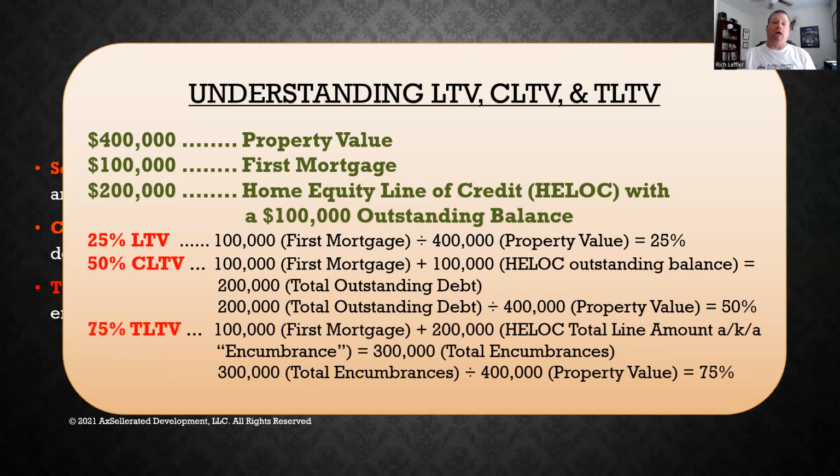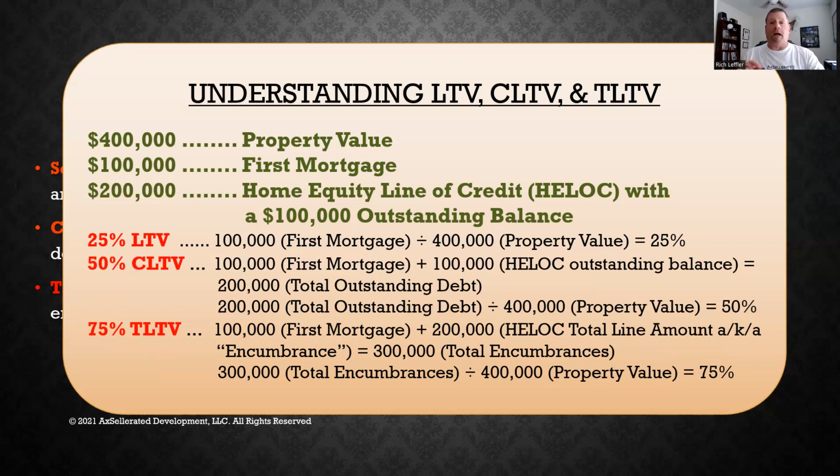And that's because we're now looking for all outstanding property-related encumbrances in relation to the value of the property. So here we have a $100,000 first lien encumbrance, a $200,000 second lien encumbrance, for a total of $300,000 in outstanding encumbrances in relation to a $400,000 property value. And that's why our TLTV is 75%.